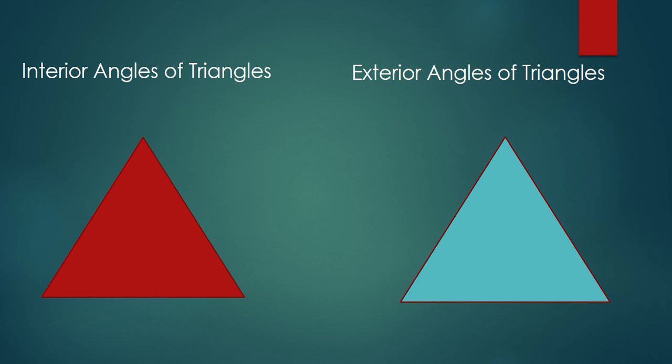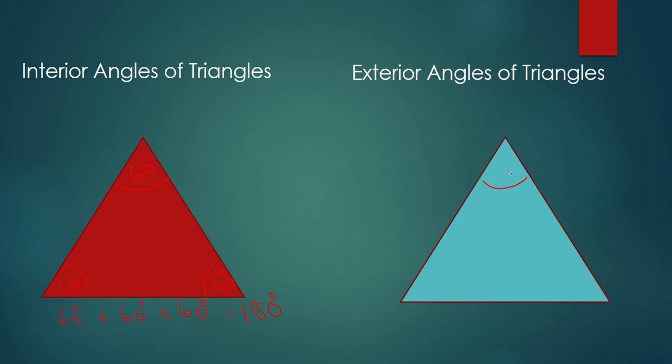Now interior angles of a triangle. If I am taking an equilateral triangle, each angle is the same. Each angle is 60 degrees. This is the interior angle. So the sum of interior angles of a triangle is always 180 degrees. Now what is an exterior angle?